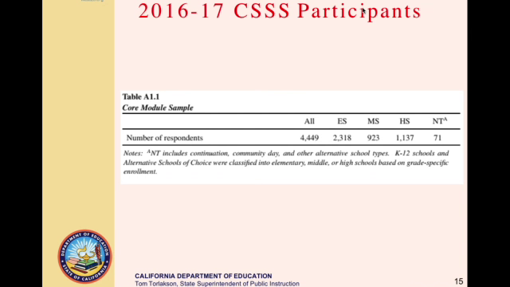And so with the staff survey, we're looking at a total of 4,449 responses. At the elementary level, we have just over 2,000, in middle school, just under 1,000, and high school, just over 1,000. And NT also again refers to our continuation, community day, and other alternative school types. And that had 71 respondents.